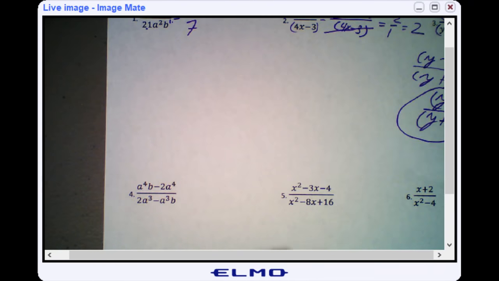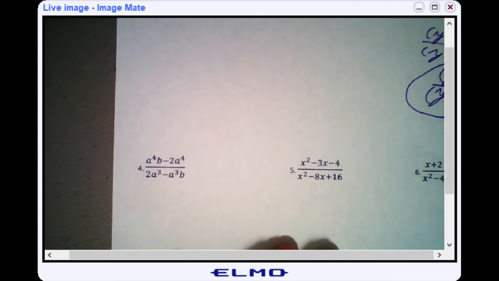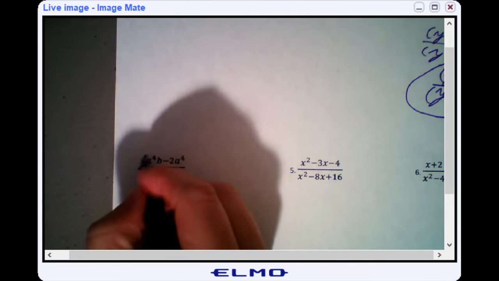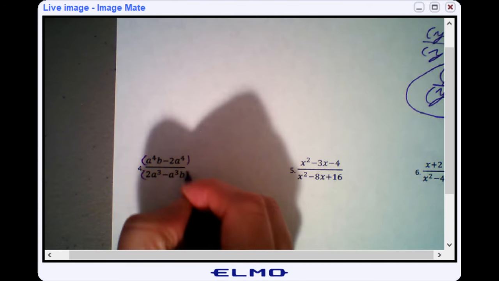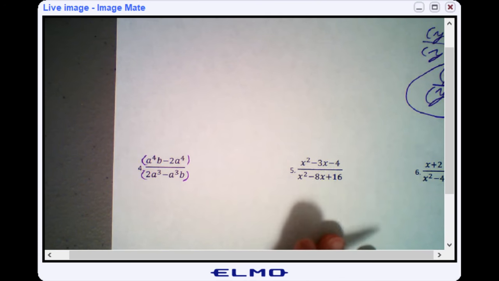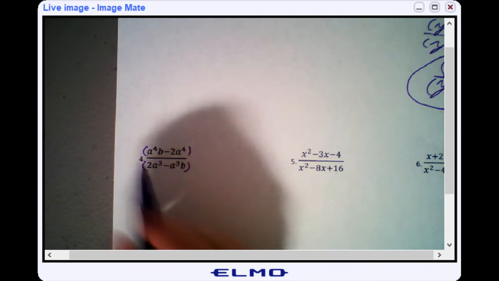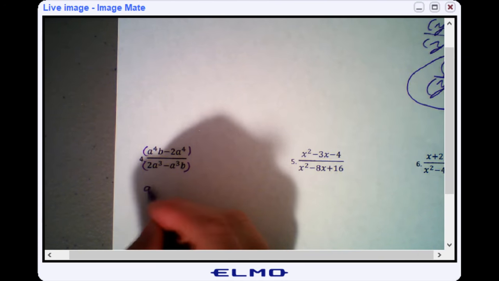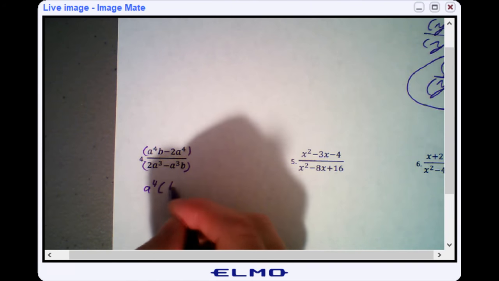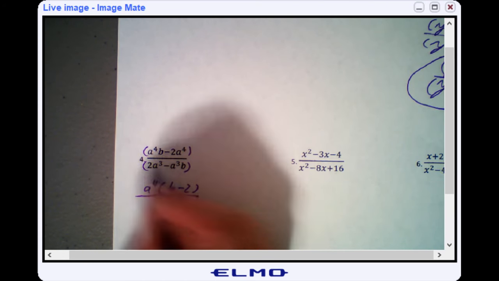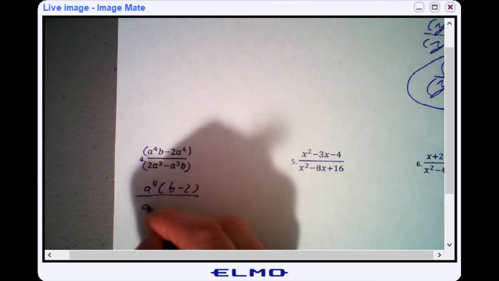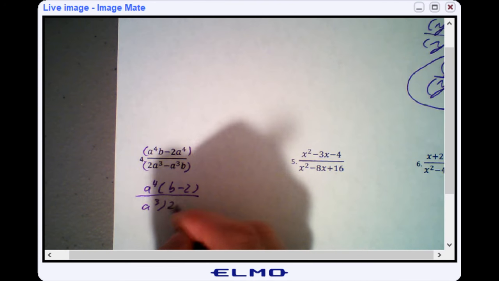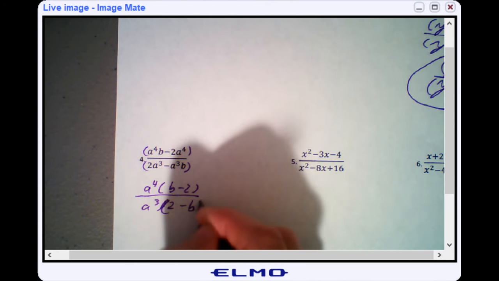For problem 4, it is another binomial divided by a binomial. So again, I would suggest putting parentheses around it to remind yourself. Parentheses must match exactly. We look for a GCF up top, a to the 4th. We'll have b minus 2. In the denominator, my GCF is a cubed. We'll have 2 minus b.